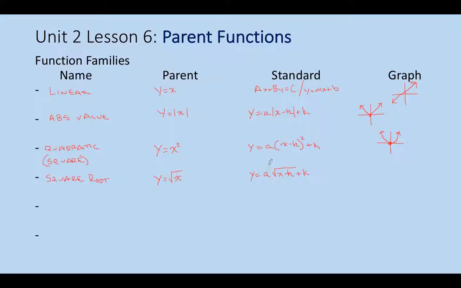Again, you can see a whole lot of similarities here. We've got the a value out front. We've got the minus h. We've got the plus k. And just so you guys know, all of these things do essentially the same thing to your parent form graph.